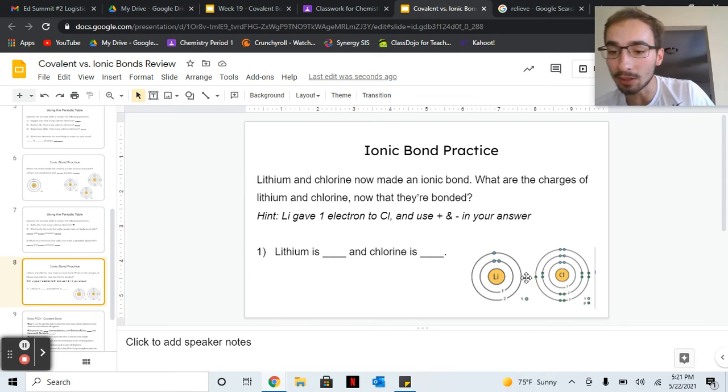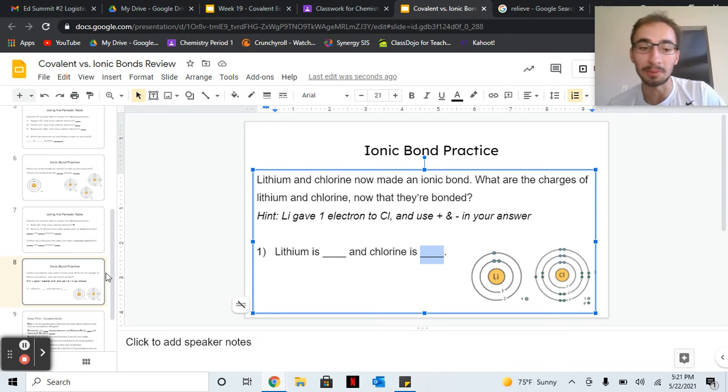Okay? Next, if you got chlorine earlier, you would have been right. So let's say lithium gives its electron to chlorine. What's the charge of lithium going to be? And what's the charge of chlorine going to be?